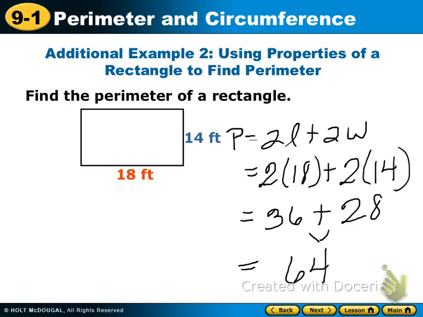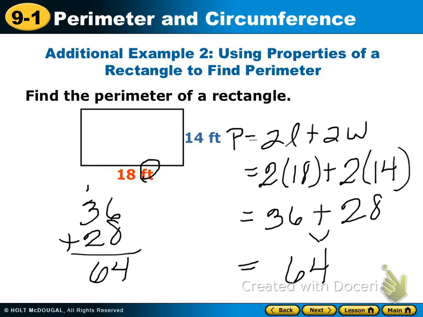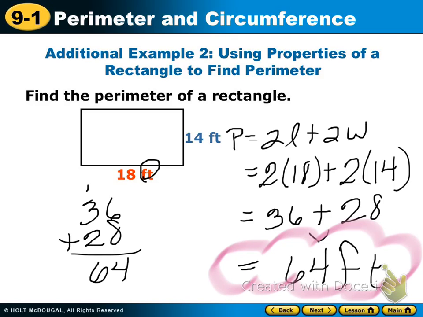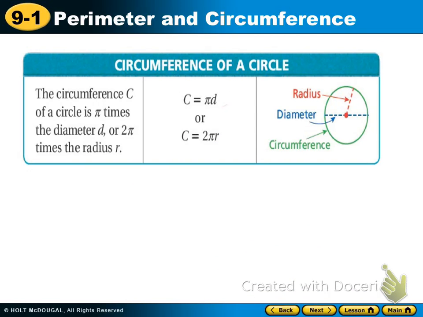In case you need to see the math, 36 plus 28, 6 plus 8 is 14, carry your 1. 1 plus 3 plus 2 is 6. And don't forget your units. We're talking about feet here, so we have to make sure we put 64 feet. And then what's the last thing we always do? Always circle your answer. And that, ladies and gentlemen, is perimeter of polygons.